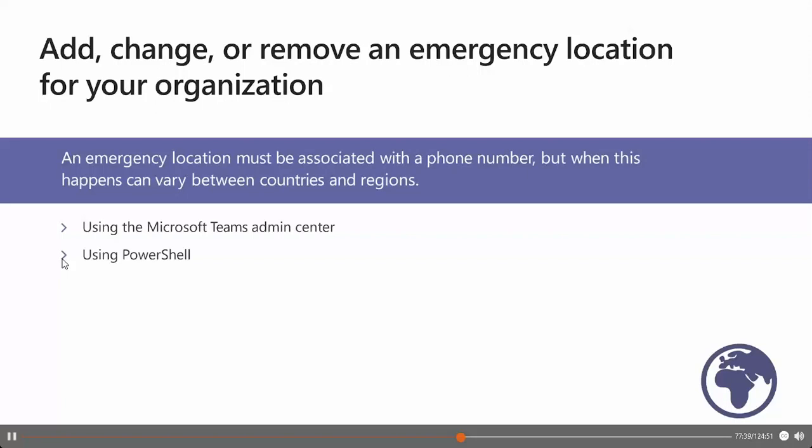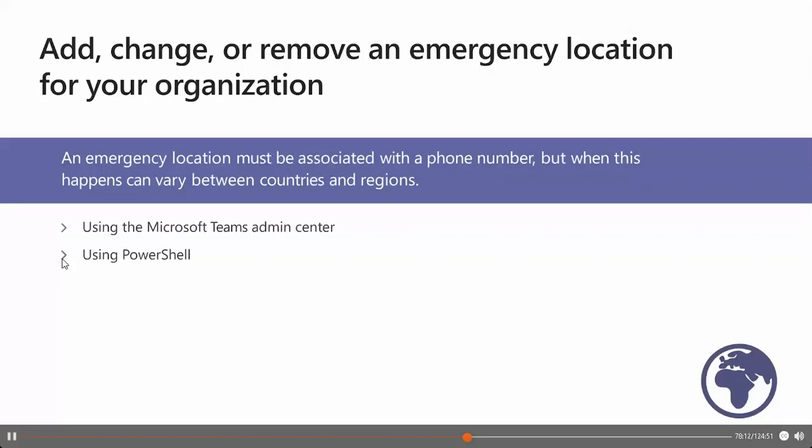Plan for the emergency locations: make a list of physical addresses before deciding on an emergency location, add the emergency location, get the phone numbers, and assign the phone numbers. To add an emergency location, it's quite easy. You go to the Microsoft Teams Admin Center, Locations, Emergency Addresses, click Add, and associate the correct information to that. To change it is the same way, and to remove it is also a quite easy process.